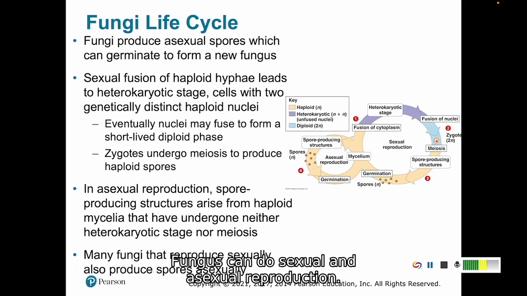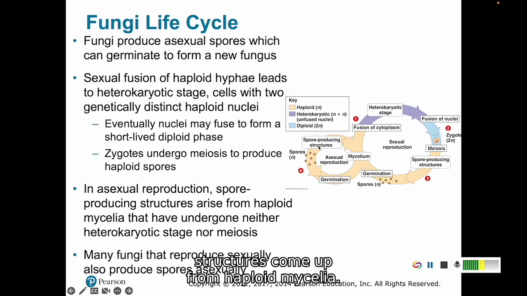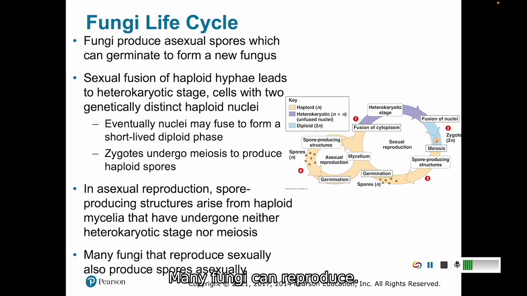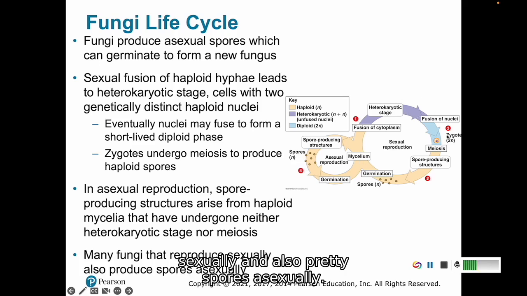So fungi can do sexual and asexual reproduction. In asexual reproduction, their spore-forming structures come up from haploid mycelia, and that mycelia will have either undergone the heterokaryotic stage or have undergone neither the heterokaryotic stage nor meiosis. Many fungi can reproduce sexually and also produce spores asexually.